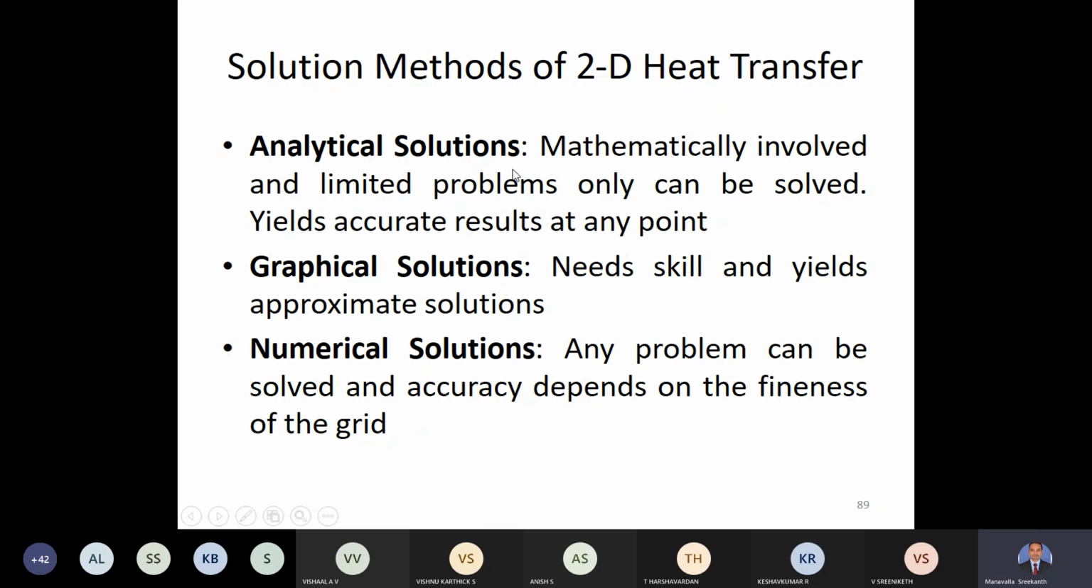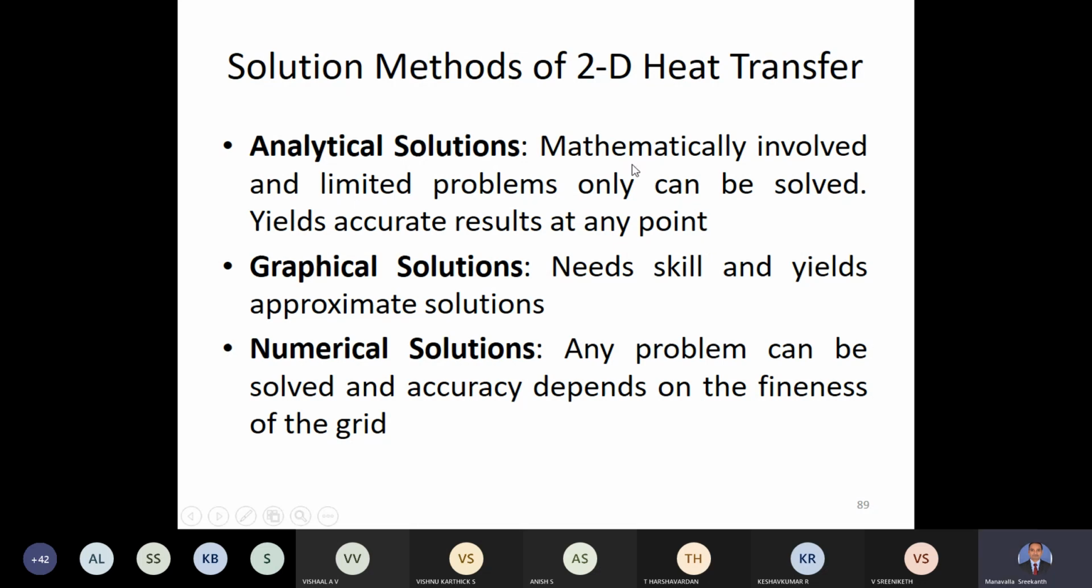The problem with that method is it's mathematically involved, and only limited problems can be solved. It yields accurate results at any point. So the advantage of this analytical solution is that it is a continuous solution. It gives accurate results at every point. So if there is an infinite number of points in a domain, then you will be able to solve this equation at infinite points. So you get accurate results at any point.